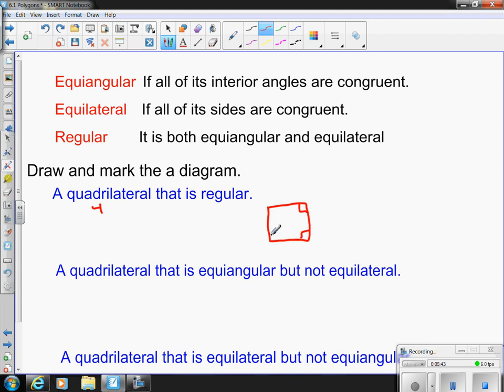So I'm going to label the diagram so that you can see that the angles are right angles. And I'm going to also mark the sides to show that they're all congruent.